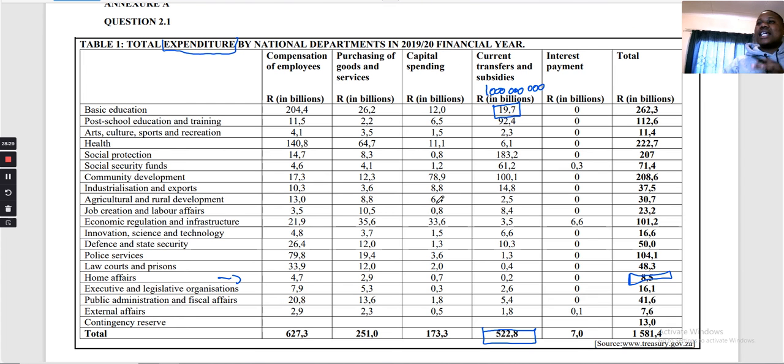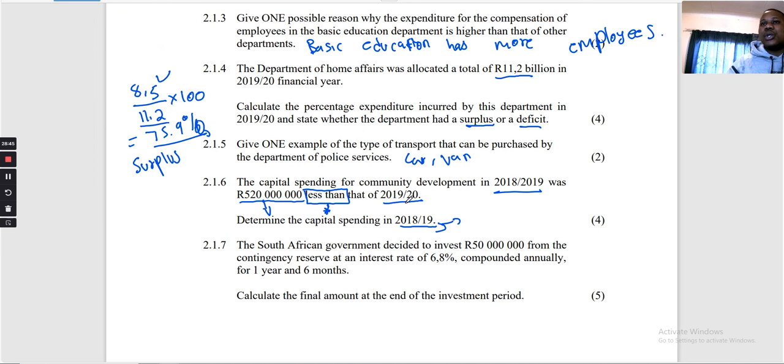So what are we going to do? We are going to take the current one. Let's check the current one, community development. Okay, here's the community development. We look at the capital spending. So the capital spending, here it is. The capital spending is 78.9. Remember, I told you that when you see a number there is 78. Was it 78 or 75?